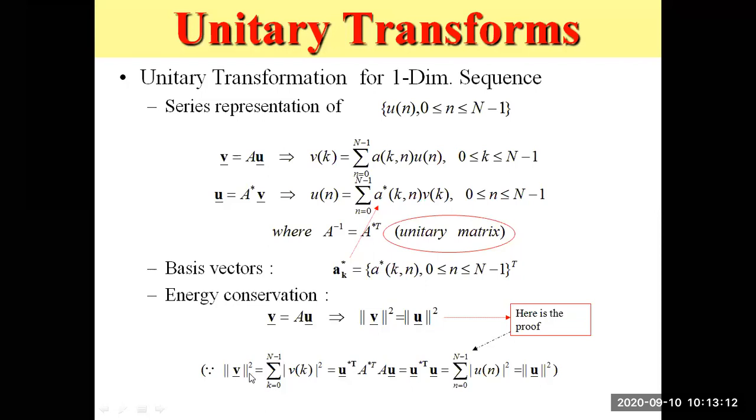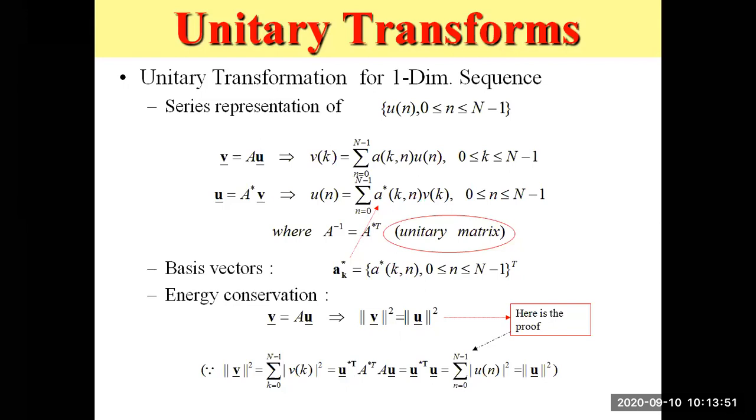Modulus of V squared equals sigma k equal to 0 to n minus 1, modulus of V of k whole squared, which equals U star transpose into A star transpose into A into U. It will become U into U star transpose into U. So finally you will get again modulus of U squared. That means if both are equal, then we can say that the energy is conserved even though you are converting a signal from one domain to another domain, that is from time domain to frequency domain.